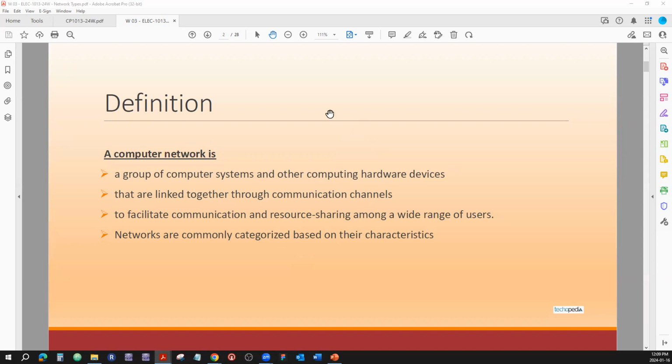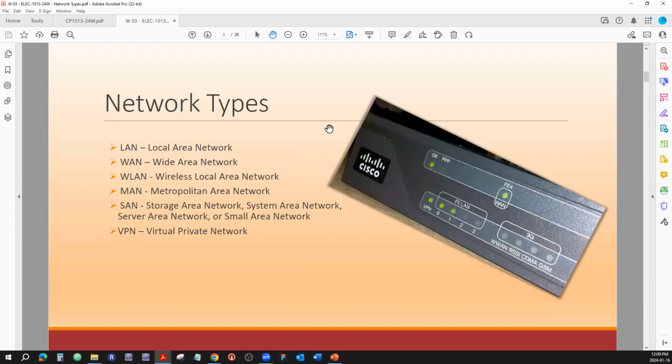Let's go for the next page. Network types. This is what we're going to be talking about. These are the most basic network type classifications. We're going to be talking about LAN, which stands for local area network. WAN, wide area network. WLAN, which is wireless local area network. It's a wireless LAN. Right?